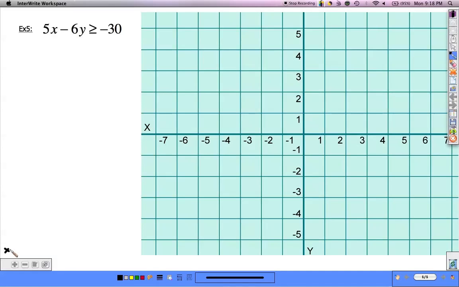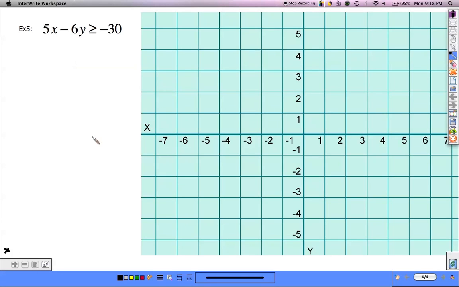Okay, let's take a look at example 5. Again, I'd like you to try example 5 on your own. So please pause the video, try the example, and then just check to see how you did. Okay, the solution for number 5.